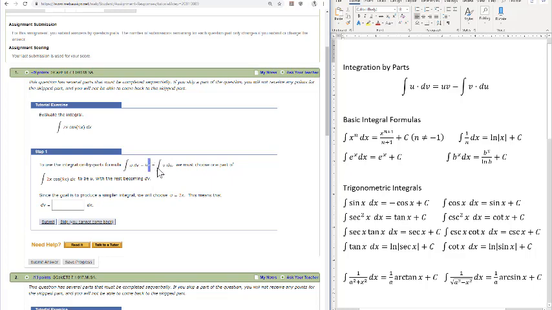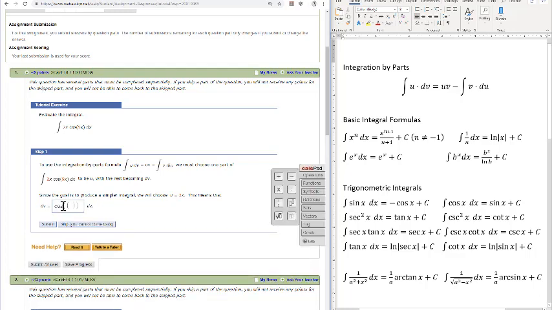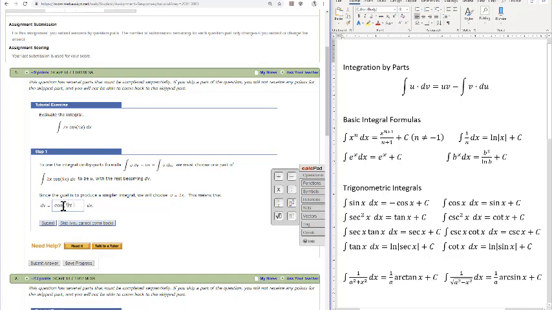The dv would be integrated to get the v, and then usually exponentials and trig functions will remain as exponentials and trig. So in this particular problem, we're going to let u equal 2x. So that means the rest of this, including the dx, is going to be our dv. So our dv is going to be cosine of 9x dx.